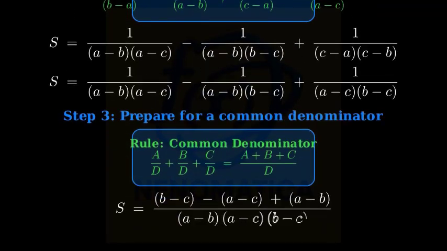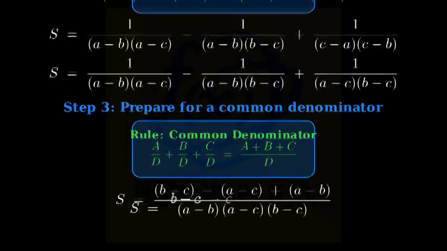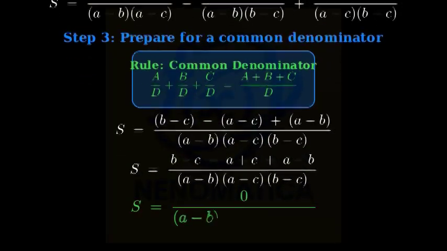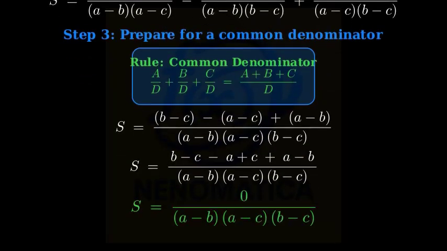Multiply each numerator by the missing factor to place everything over the common denominator. Expand the numerator terms and combine like terms. b minus c minus a plus c plus a minus b. Everything cancels. b minus b is 0, negative c plus c is 0, negative a plus a is 0.